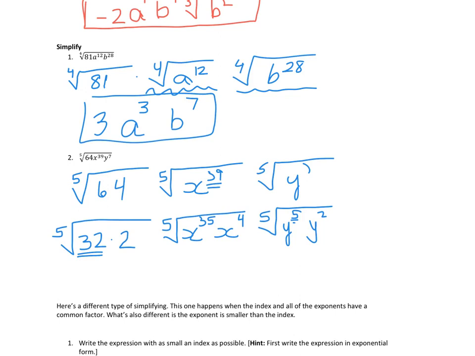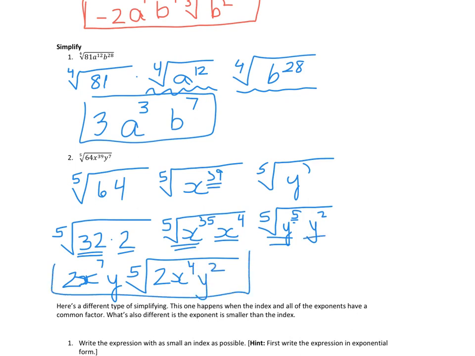I'm going to take the perfect fifths first and put them out in front. So the fifth root of 32 is 2. The fifth root of x to the 35, we have to look at 35 divided by 5. And then the fifth root of y to the 5th is just y. And then we're left with a 2, x to the 4th, y squared. And this whole thing is your solution.